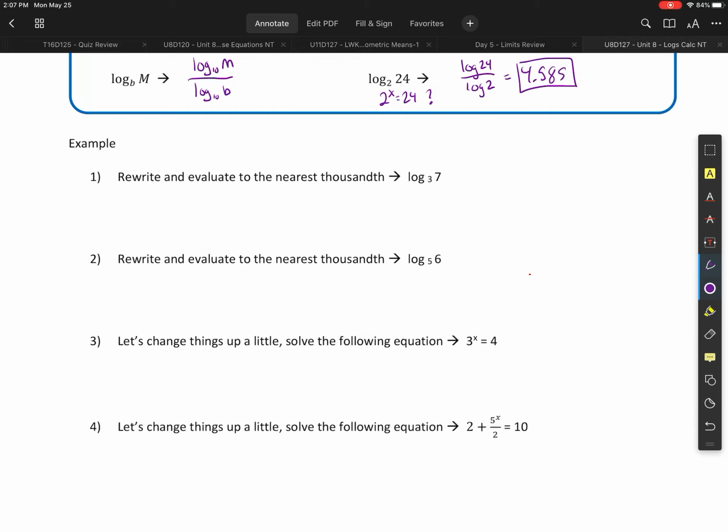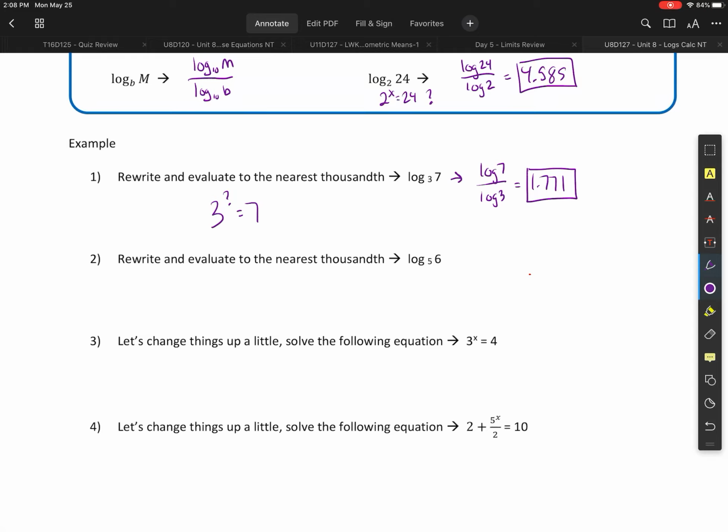Alright, so keeping it really basic, the question here is 3 to what power is 7? Well, log 7 divided by log 3, what does that equal? 1.771. Plug in, check. Take the time to know for sure that this actually works.